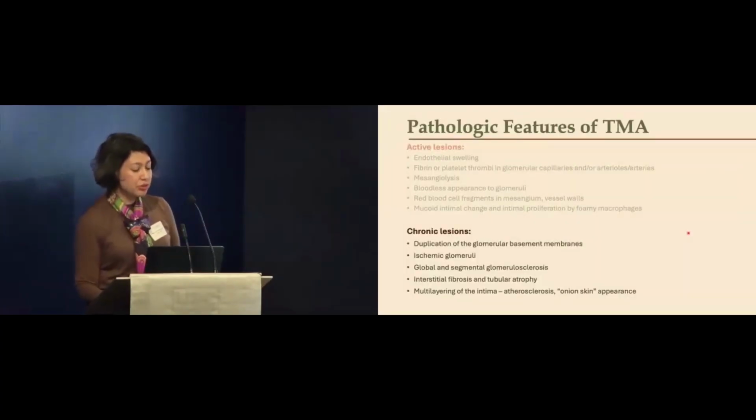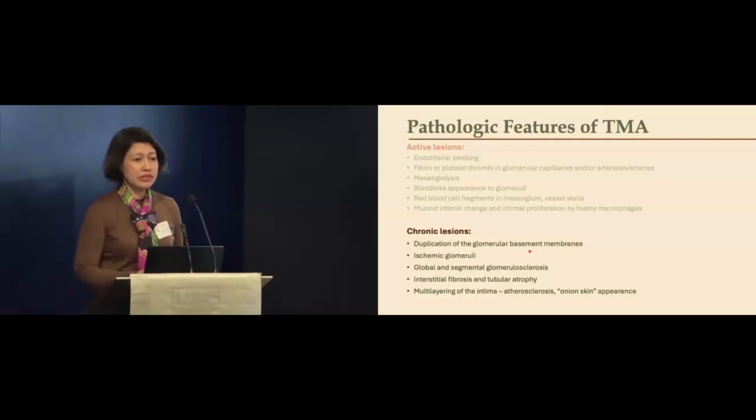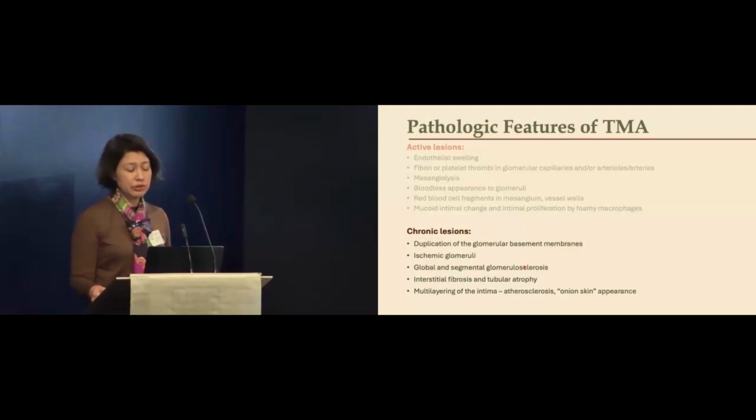And so in terms of chronicity, there's duplication of the glomerular basement membranes. If you damage the GBM, the endothelium will try to repair it and cause a second layer. Ischemic glomeruli, because of chronic narrowing of the lumen, will result eventually in ischemia, and eventually that will lead to global as well as segmental sclerosis. So scar in the kidney, that's function that will never return, as well as interstitial fibrosis and tubular atrophy. So once you scar down your glomeruli, the interstitium will also scar. And again, that's kidney function that will never return.